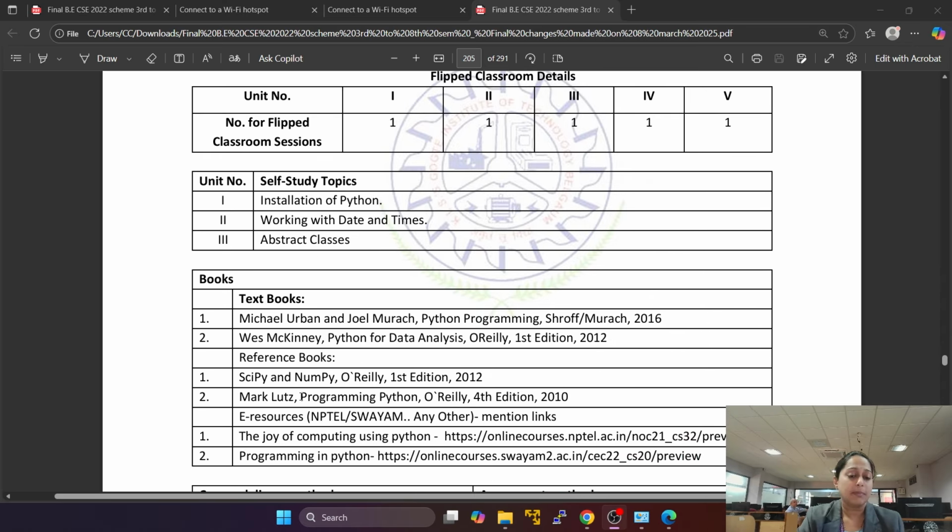And these are the preferred textbook and reference books. These textbooks are already available in the library. So the preferred textbook is by Michael Urban and Joel Murach. The textbook name is Python Programming, right? You can go for any edition of this textbook. The prescribed one is the 2016 version.